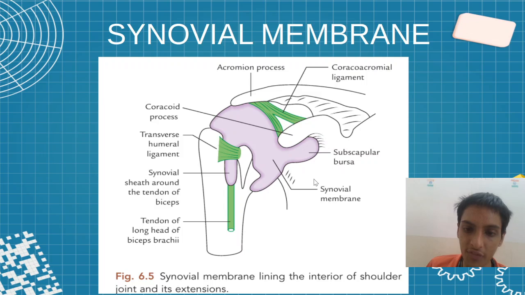Let us see the synovial membrane. Here it is, the synovial membrane. It will be enclosing the ligaments of this joint.